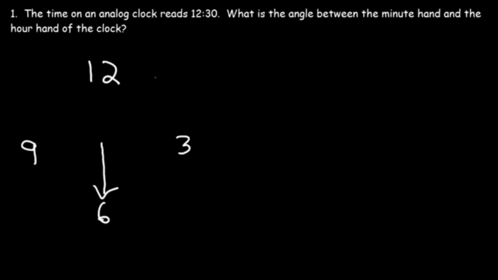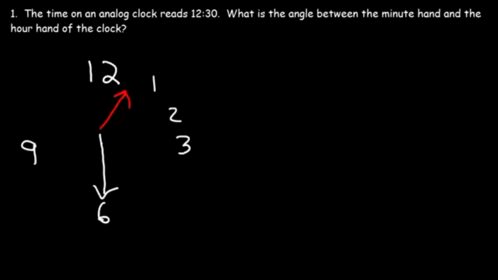And the short hand, the hour hand, is not exactly at 12. Because if it was exactly at 12, it would be 12 o'clock. If it was 1 o'clock, the hour hand would be at 1. But if it's 12:30, the hour hand, which is the short hand, has to be between 12 and 1. Exactly right in the middle. I'm going to represent the hour hand in red. So that's 12:30. Our goal is to find the angle between those two hands.